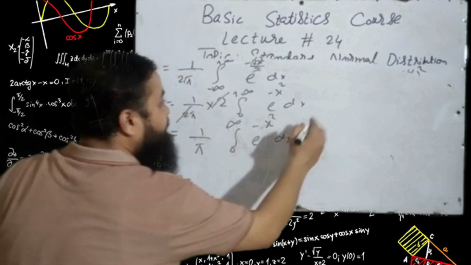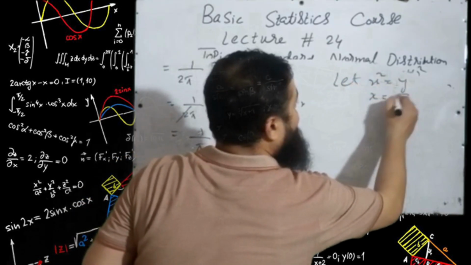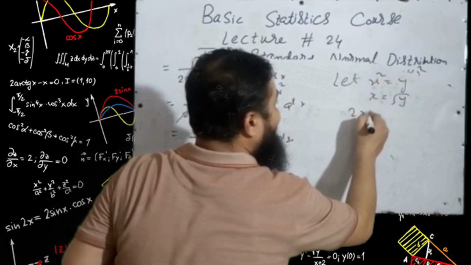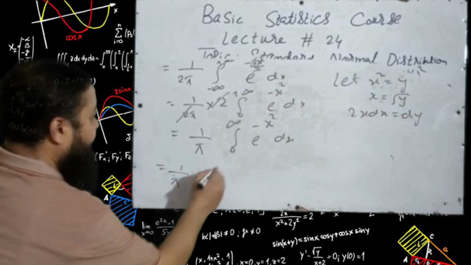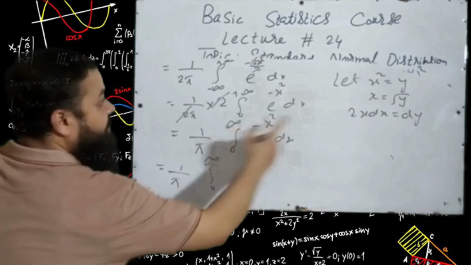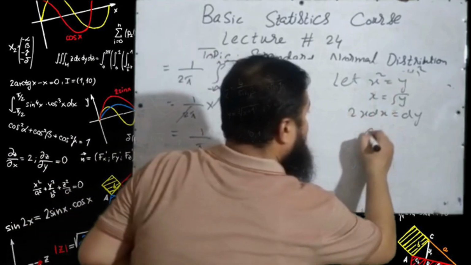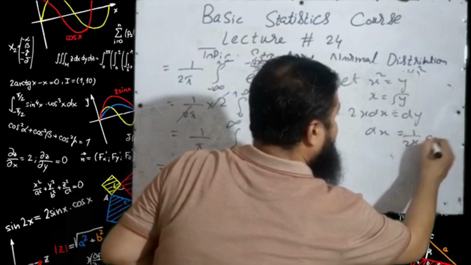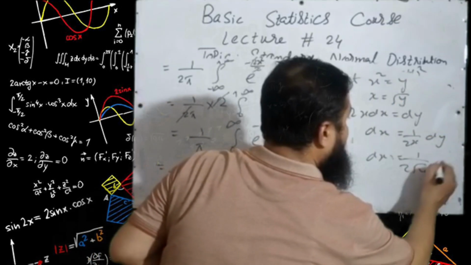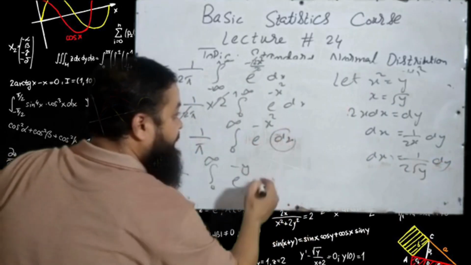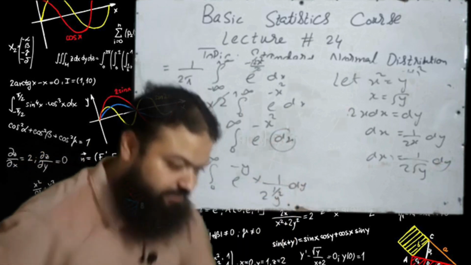I will have to use the substitution. Let x square be equal to y. It means x is equal to root y. Apply the differential: 2x dx is equal to dy. Just substitute over here. 1 over pi, integral 0 to infinity e raised to power minus y, and dx is equal to 1 over 2x dy. Dx is equal to 1 over 2, x is equal to root y, dy. I will have to put the value of dx over here. That will be 1 over 2 y raised to power 1 by 2 dy.